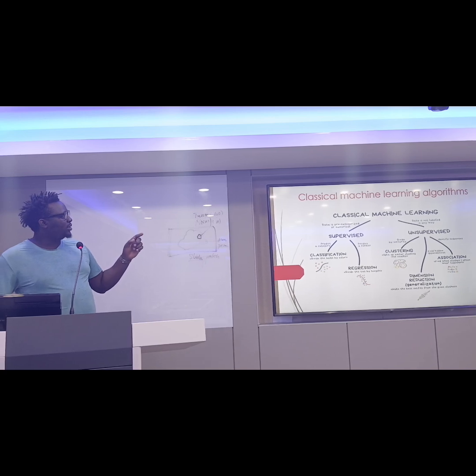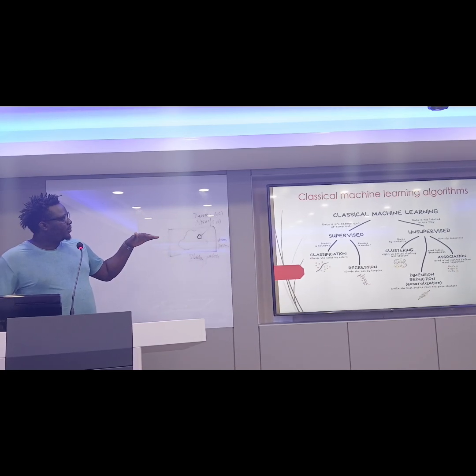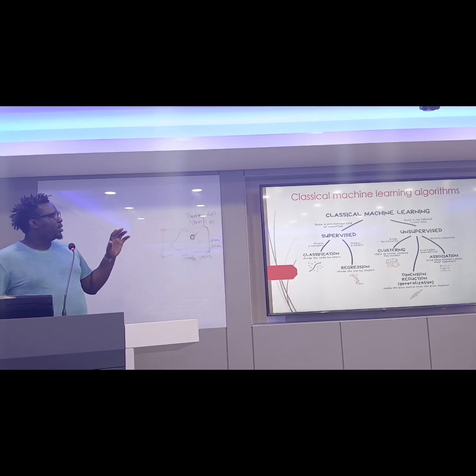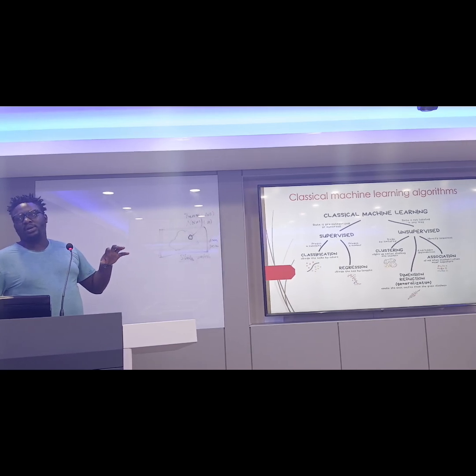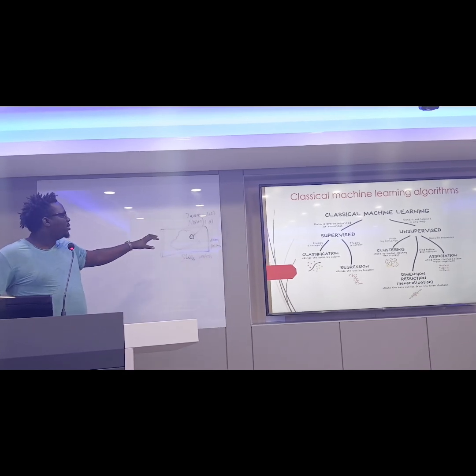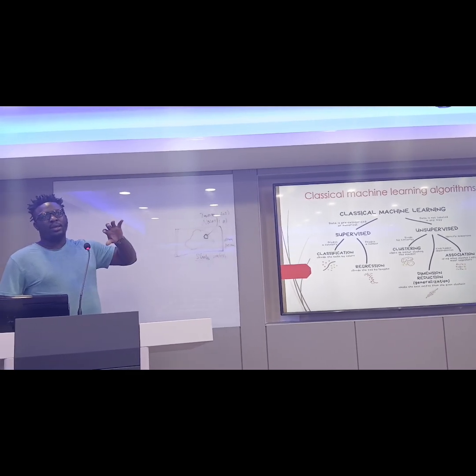So in classical machine learning, you have data that is pre-categorized or numerical. You need to know whether the data belongs to a specific category. Are they normal? Are they tumor? Are they, I don't know.